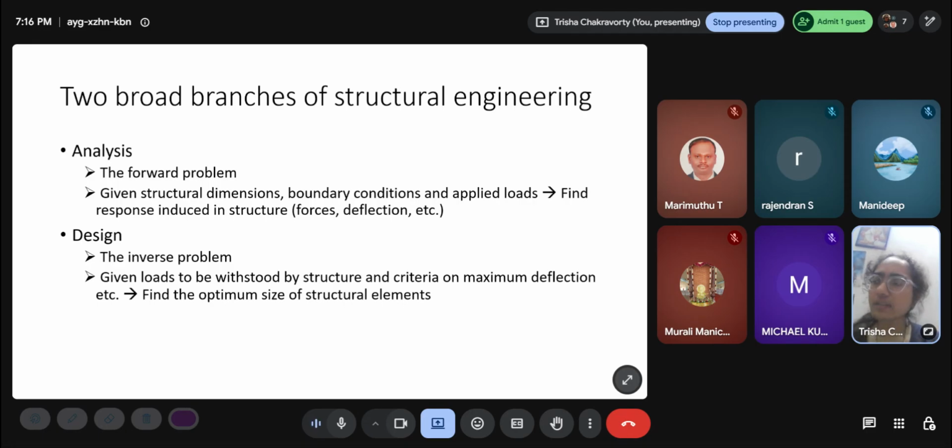In the sense, now that I have assumed some material and dimensions and some boundary conditions and arrangement of the structure, now I move to the analysis problem. So I take the loads which I have calculated from the IS codes as the applied loading, and I analyze the structure to find out all the stress and strain developing in the structure.